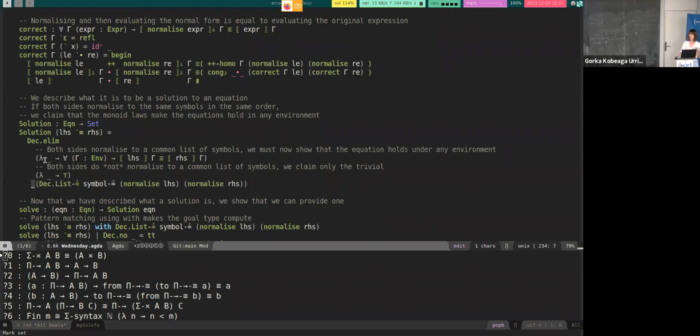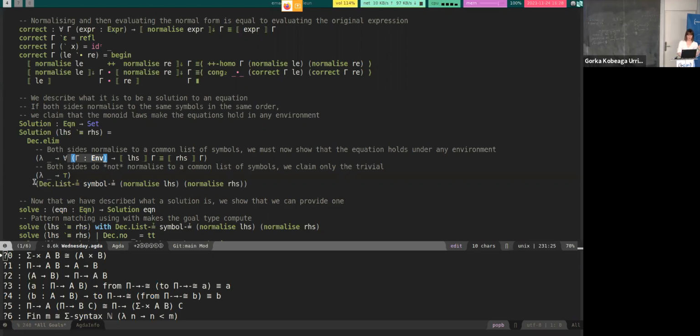If they are the same, so if normalizing both sides gives you exactly the same list, then we want to make a promise. We want to make a promise that says that for any environment, evaluating either of these two sides under that environment is going to give you the same thing. So that's our promise. If you want to check that these two things are the same, we can do so by normalizing them. And if the normalization says they are equal, then the original thing must have been equal as well.